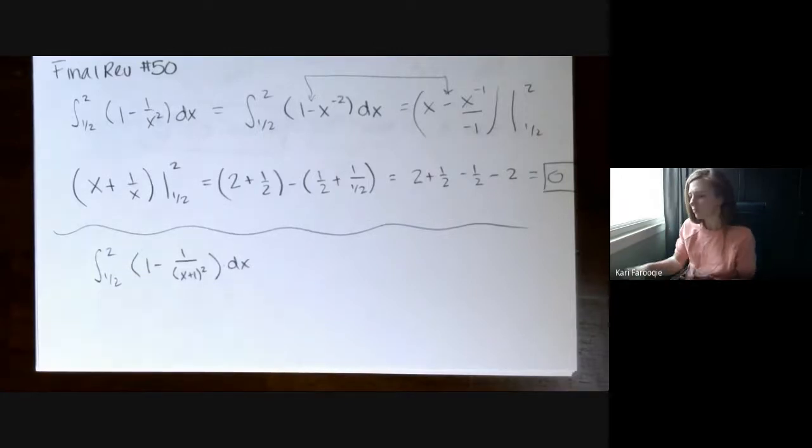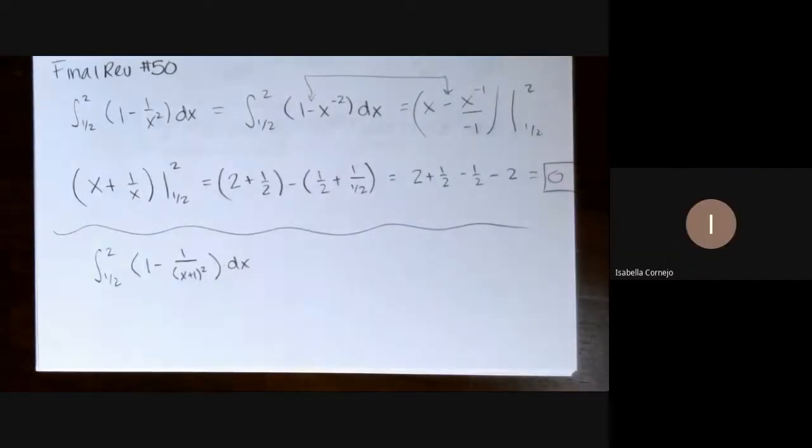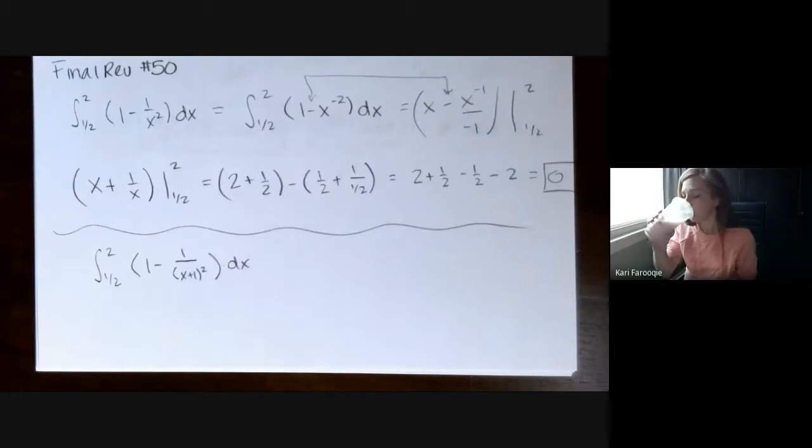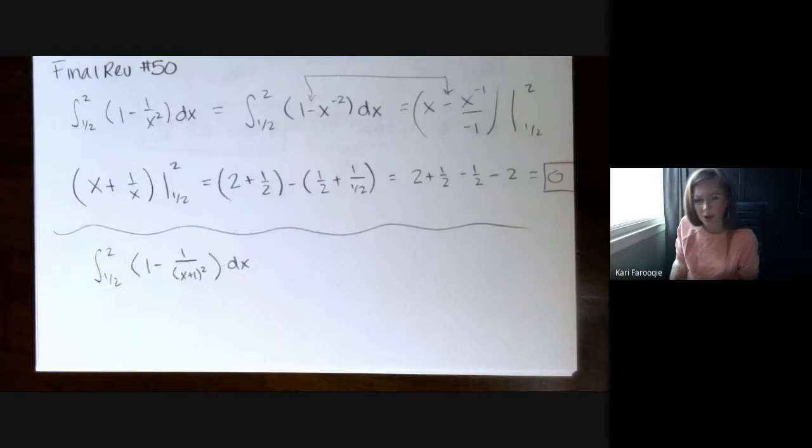Is that clearer? Yes, thank you. Okay, you're welcome. Okay, so that was 50. She also wanted to see number 21. Find that.